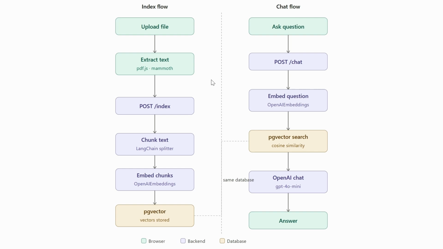When the question is asked, the post request is sent to chat. The question is embedded, a pgvector search with cosine similarity is done, and the OpenAI model is responsible for forming a meaningful answer which is given back to the user.